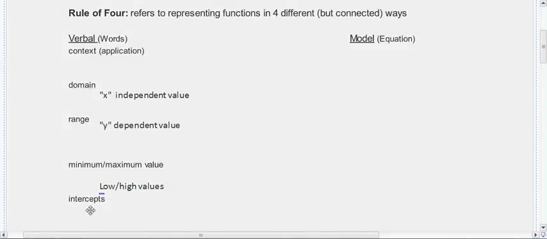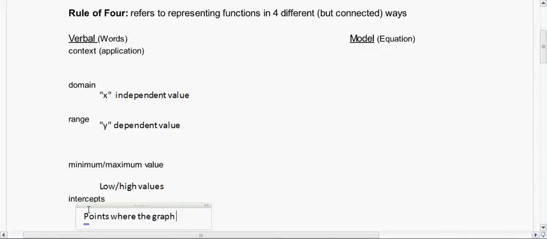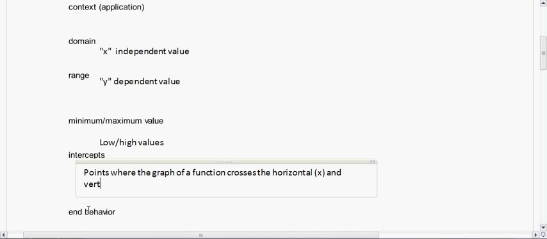Intercepts are the places where the graph of a function crosses the x or the y axis. So these are points where the graph of a function crosses. And instead of saying x and y, I'm going to use horizontal and vertical axes.